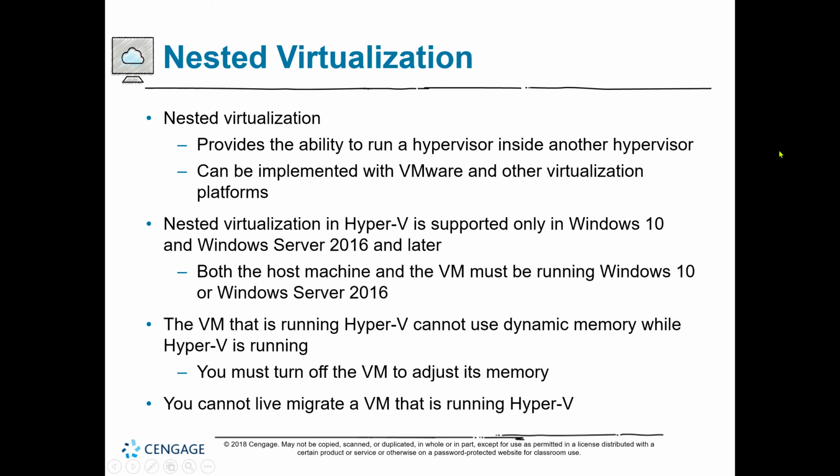Nested virtualization. This is actually one of the coolest things, I think, about virtualization. This provides the ability to run a hypervisor inside another hypervisor. It can be implemented with VMware and other virtualization platforms. Nested virtualization in Hyper-V is supported only in Windows 10 and Windows Server 2016 and later. Both the host machine and the VM must be running Windows 10 or Server 2016. The VM that's running Hyper-V cannot use dynamic memory while Hyper-V is running. You must turn off the VM to adjust its memory. You cannot live migrate a VM that is running Hyper-V.